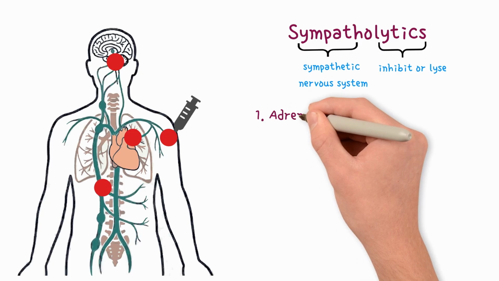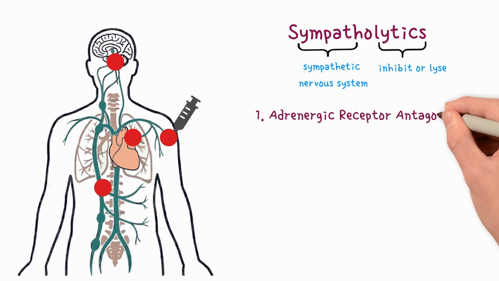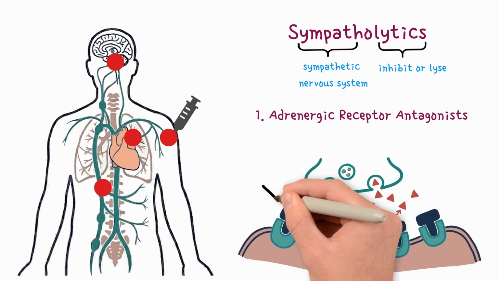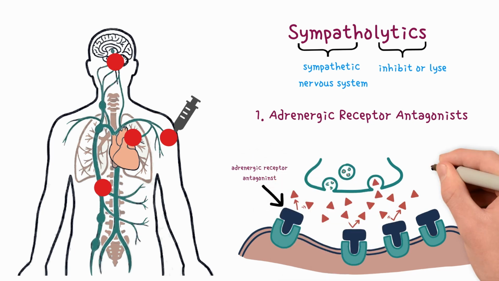First, adrenergic receptor antagonists. These drugs bind directly to receptors on target tissues. This binding prevents norepinephrine or other sympathomimetic drugs from attaching to the receptor. This group will be our primary focus today.